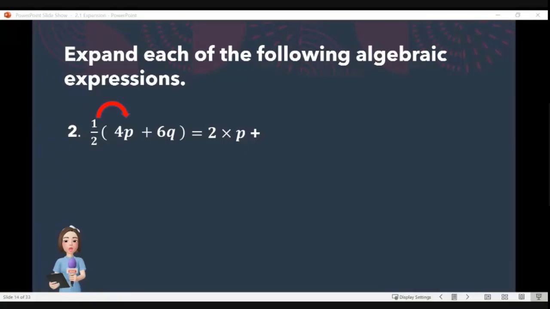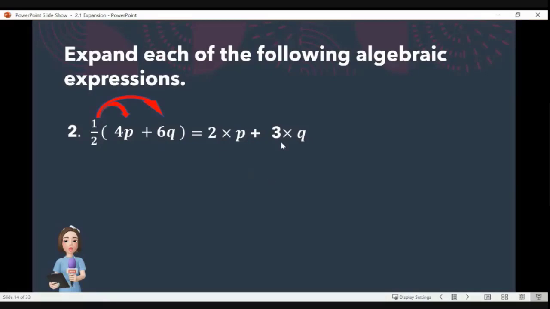I expand. 1/2 times 6. What do you get? Use a calculator. Press 1/2 times 6. What do you get? Nobody can answer. These are simple questions. 3, yes. Then 3 only, or 3q? It's 3 times q, not plus. So plus 3 times q.